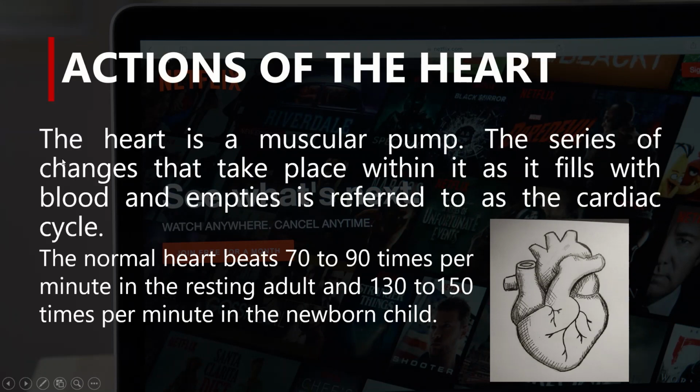So this is the definition of heart. Heart is a muscular pump. The series of changes that take place within it as it fills with blood and empties is referred to as the cardiac cycle.